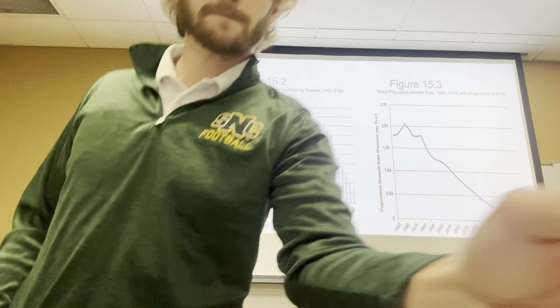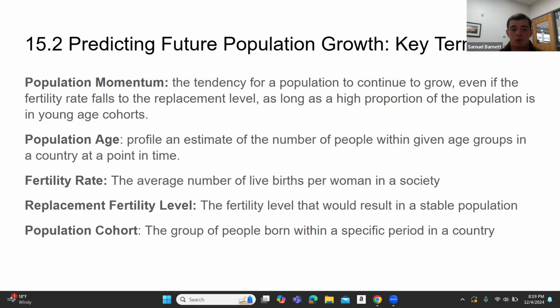Second, population age, a profile and estimate of the number of people within given age groups in a country at a point in time. Third, we have fertility rates, the average number of live births per woman in a society. Fourth, we have replacement fertility level, the fertility level that will result in a stable population. The fifth, we have population cohort. It's just the group of people born within a specific period in a country.